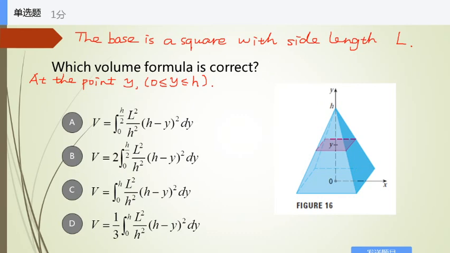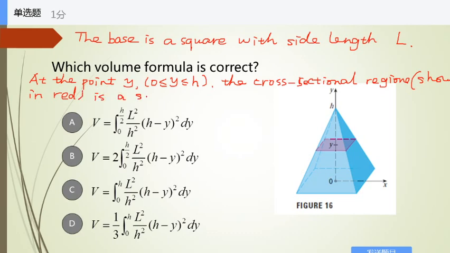So the cross sectional region is in red color, right? What is the shape of the cross section region showing in red? And of course it's a square, right? It's a square again. It's a smaller square than the base.